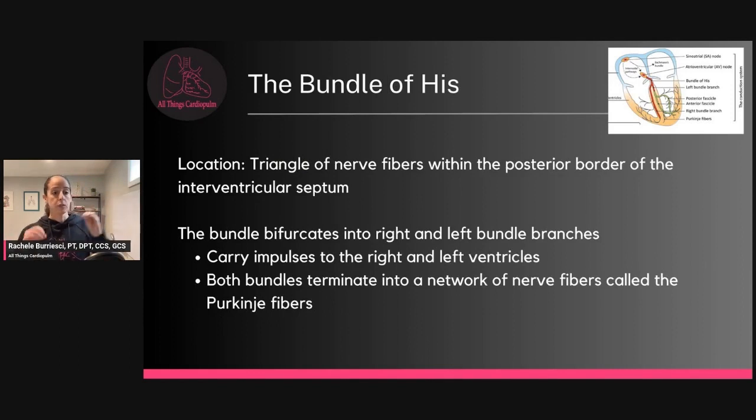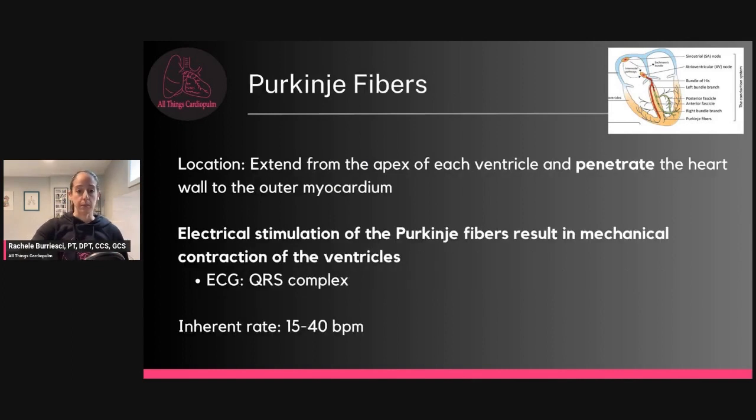Okay, so we go SA node to the AV node to the bundle of His. The bundle of His is basically this triangle of nerve fibers within the posterior border of the interventricular septum. That's where it's located. And then it bifurcates into left and right bundle branches. And they travel down the interventricular septum until it gets to the next network of fibers called the Purkinje fibers.